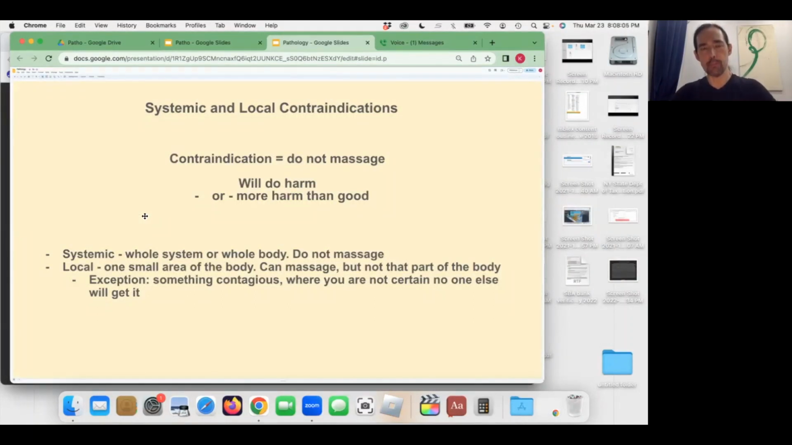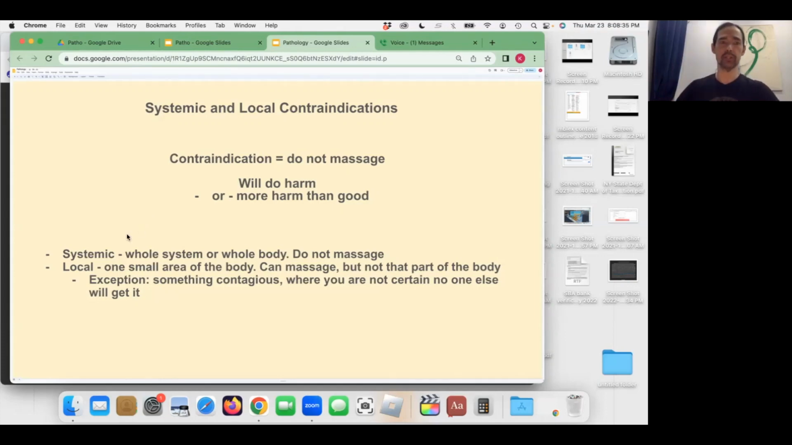Okay, so here we go. So contraindications. When you hear contraindication, think do not massage. So contraindication means you should not be massaging the person. And a contraindication in general will do some kind of harm. When you hear contraindication, think massage will harm this person in some way. Or it's possible that some good may be done, but more harm than good will be done.